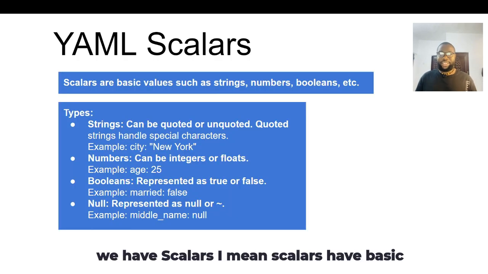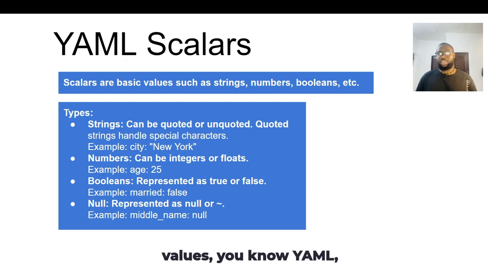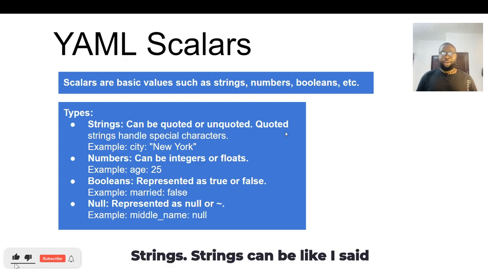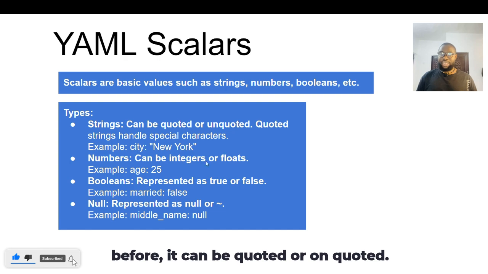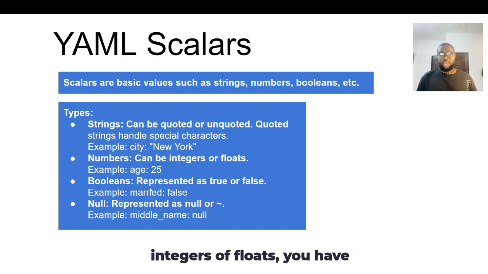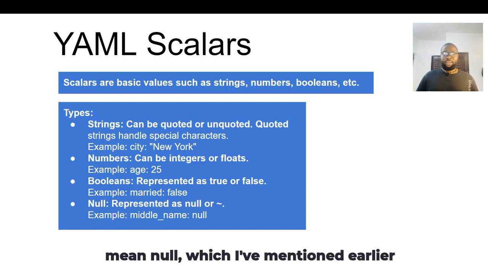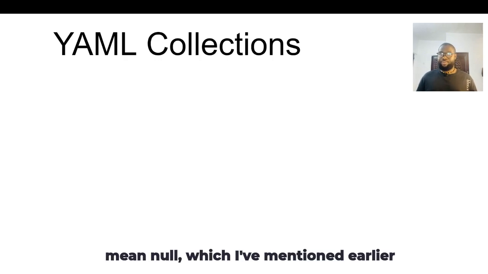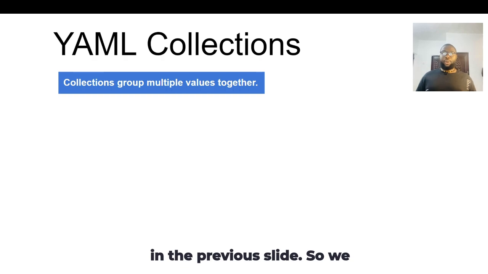So in YAML, we have scalars. Scalars are the basic values that YAML has, like a few data types: strings, numbers, booleans, etc. Strings can be quoted or unquoted, like I said before. Numbers can be integers or floats. You have the booleans, like I said before. And null, which I mentioned earlier in the previous slide.